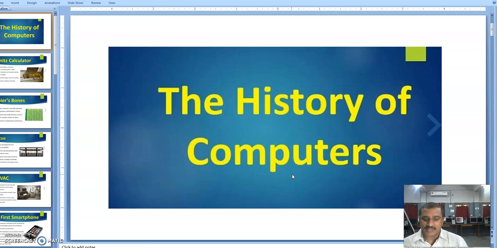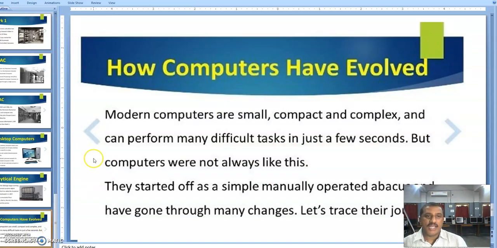So what are we going to study in this lesson? Early calculating devices, generation of computers, future of computers, types of computers and characteristics of computers. How computers have evolved. Modern computers are small, compact and complex and can perform many difficult tasks in just a few seconds. But computers were not always like this. They started off as a simple manually operated abacus and have gone through many changes.